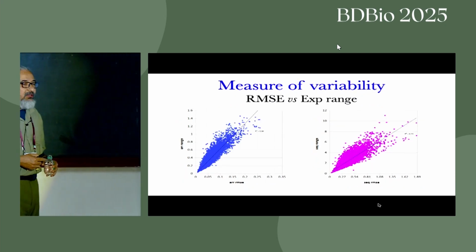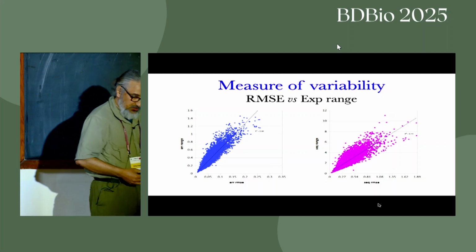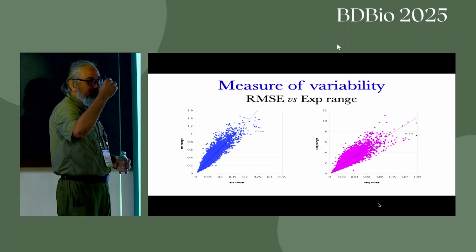Okay, how does it look if I compare to expression range? Expression range is simply defined as a max and min.